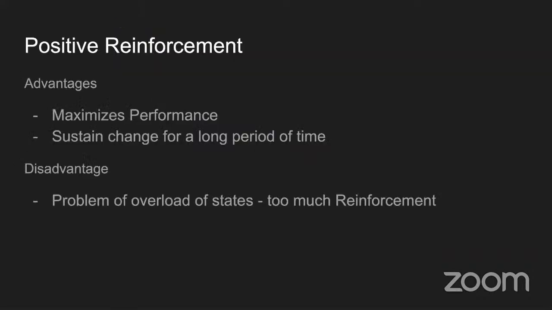Now, a positive reinforcement essentially has an advantage of maximizing a certain performance, which is sustained change for a long period of time. Basically, if I want to maximize the positive behavior, the bot is doing the right thing, I want to maximize it doing the right thing, I will use a positive reinforcement. I want to sustain that right behavior for a long period of time, so I would use positive reinforcement. The disadvantage is the bot might actually get too comfortable by doing the right thing too many times. So it would simply get too comfortable and then it will start misbehaving.